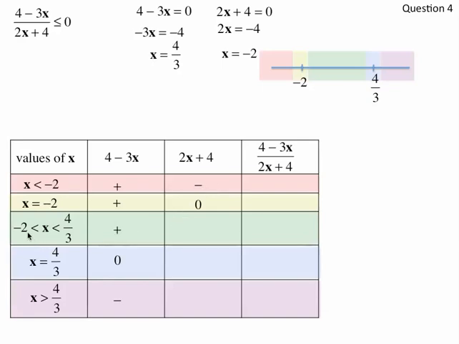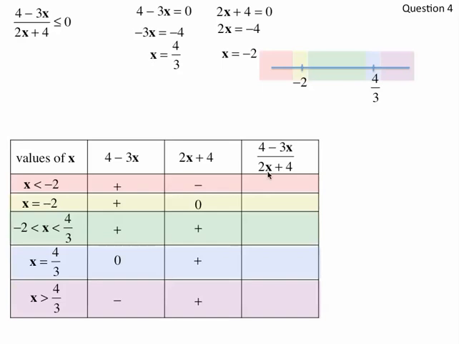When x is between negative 2 and 4/3, anywhere in here, I'm going to pick 0. So when x is equal to 0, 2 times 0 plus 4 is 4, which is positive. When x is equal to 4/3, 2 times 4/3 becomes 8/3 plus 4, so 4 and 8/3, which is positive. Okay, and then when x is greater than 4/3, like when x is equal to 2, for example, 2 times 2 is 4 plus 4 is 8, still positive.